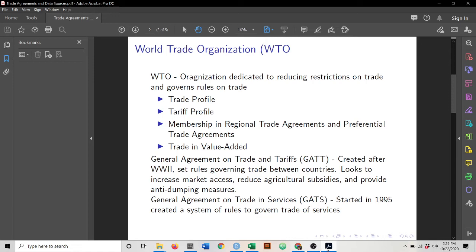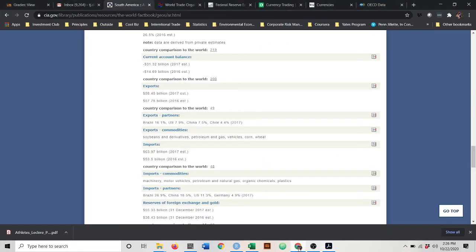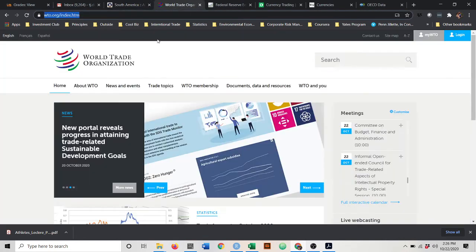All right, so keep your eyes open for those things. And we can go back and check out the World Trade Organization website. Just go to the WTO. This is really nice. It tells you what's going on in the world in terms of trade. You should be able to get your country.